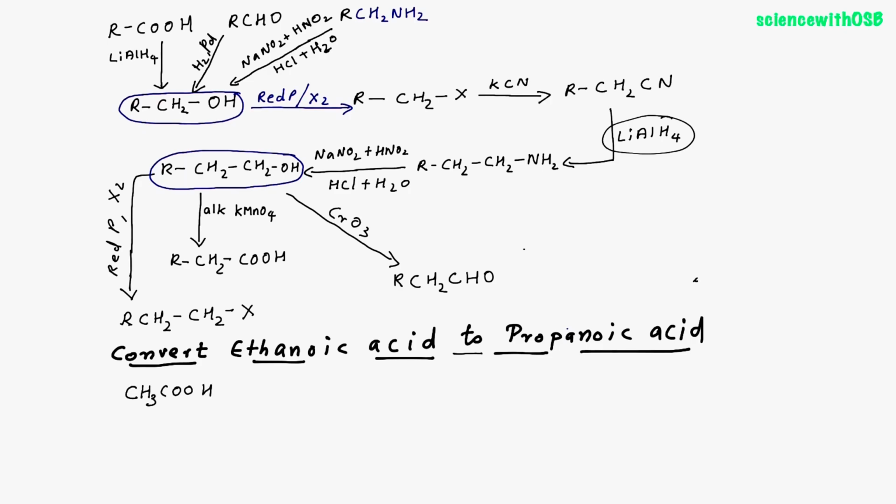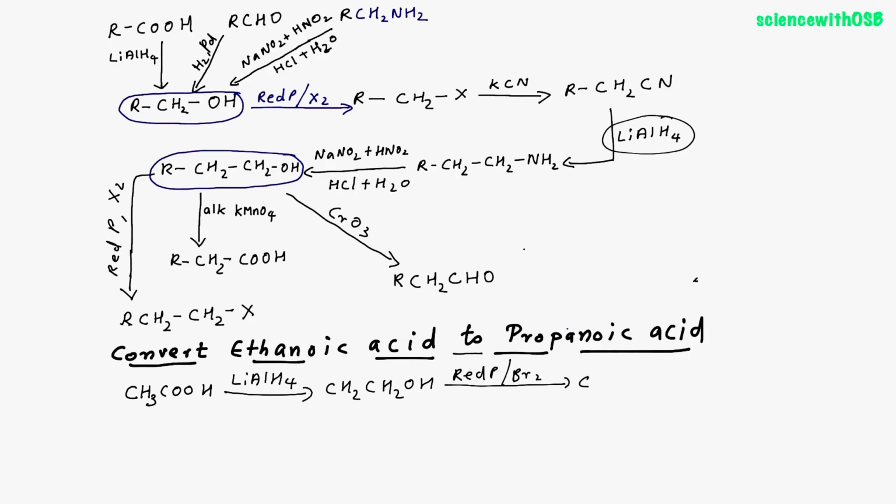So starting with ethanoic acid, what is that? CH3COOH, correct? Then what you have to add? Add LiAlH4, right? Okay, we can reduce it by using the strong reducing agent LiAlH4. What are you getting? The corresponding alcohol, CH3CH2OH. Then what you have to do? Red phosphorus and halogen. You are getting haloalkane, right? Okay, we can add red phosphorus and bromine.